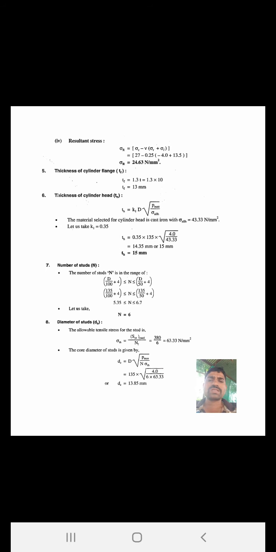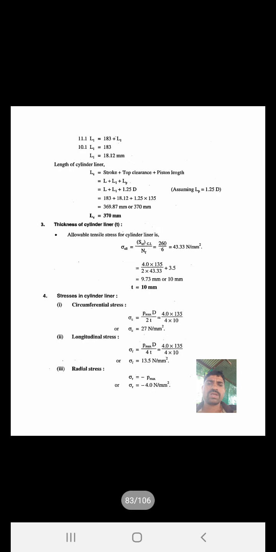Then thickness of the cylinder head, TH. It is denoted by TH. TH is equal to, you know the formula, K1 into D root of P max divided by sigma all H. The material selected for the cylinder head is cast iron with sigma all H is equal to 43.33 Newton per mm square. Already we have found out the sigma all, the allowable tensile stress, for the thickness of the cylinder liner.